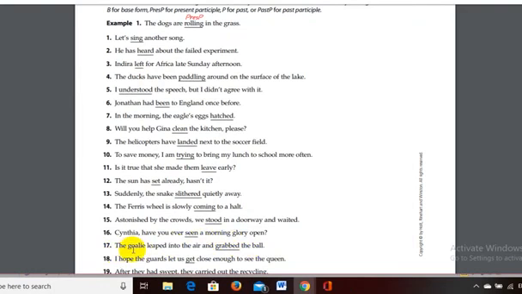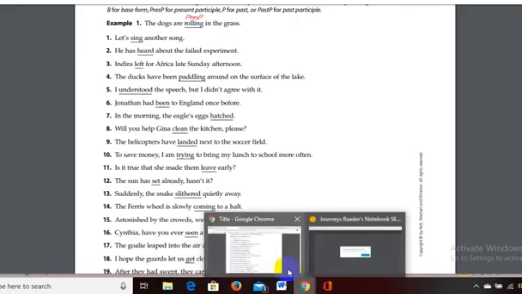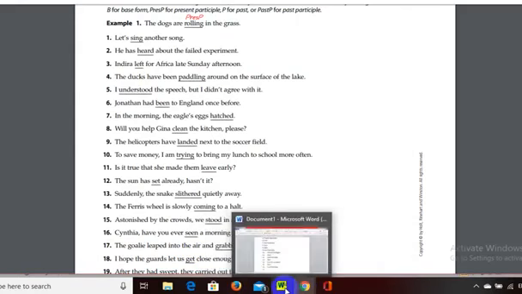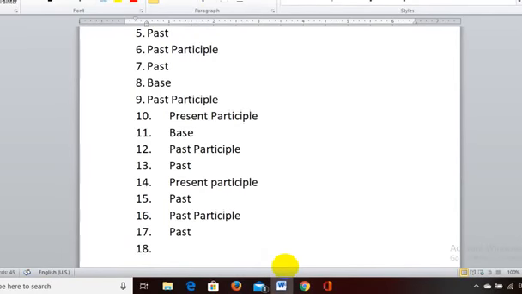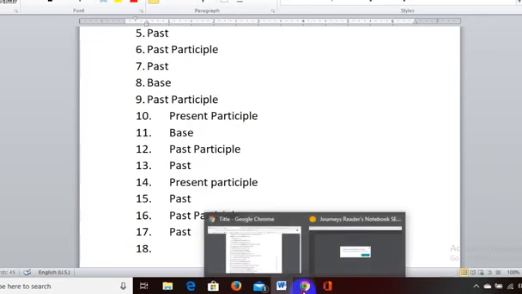Number 17. The goalie leaped into the air and grabbed the ball. Grabbed. Grabbed here is in which form? It's in the past simple, right? So we're going to say in the past. Alrighty, number 18.